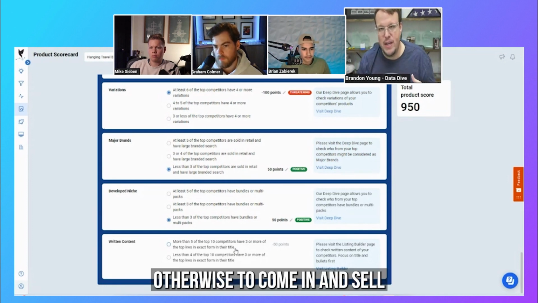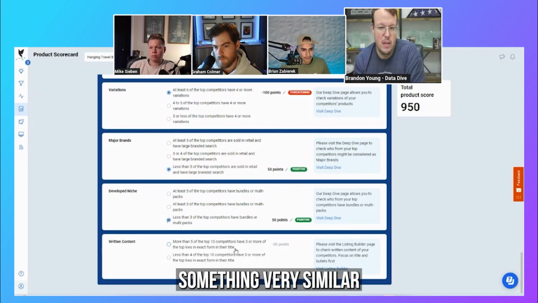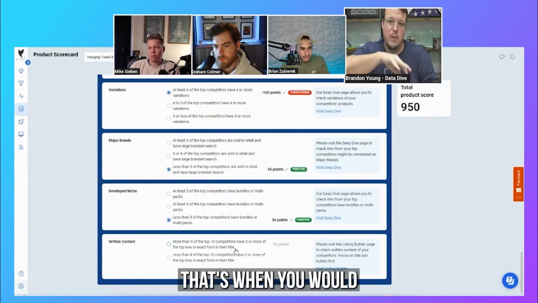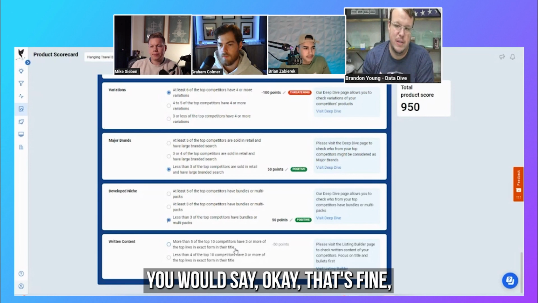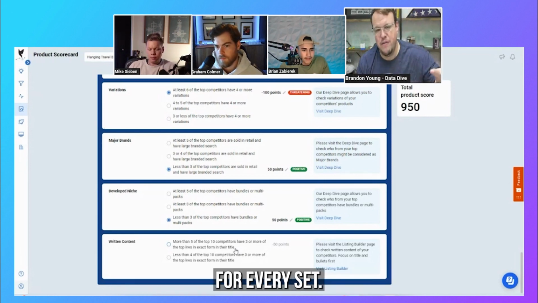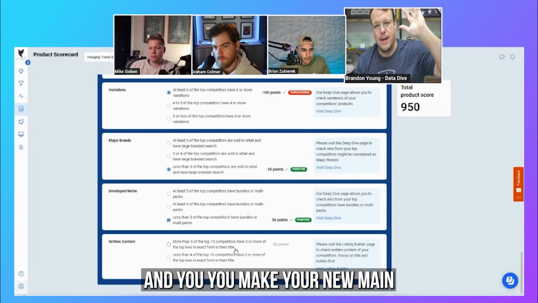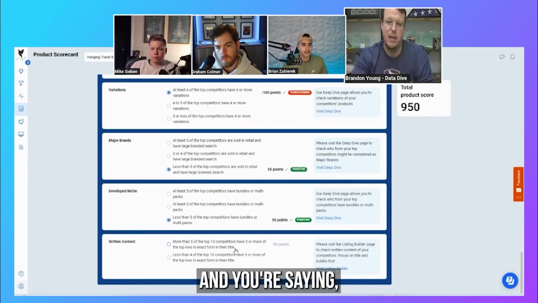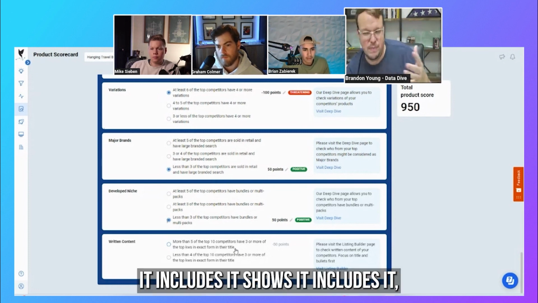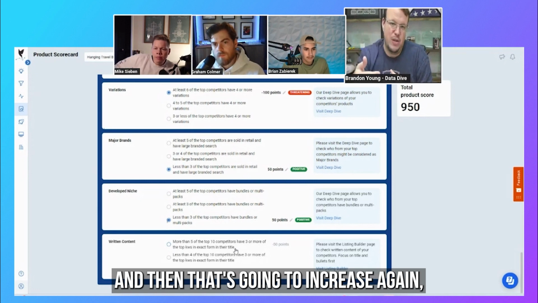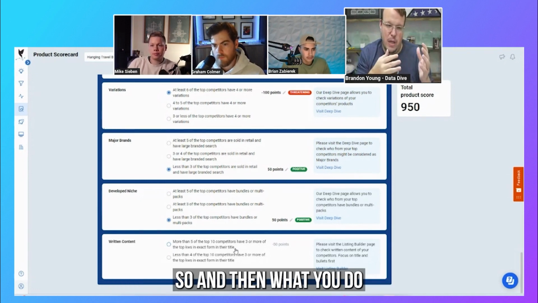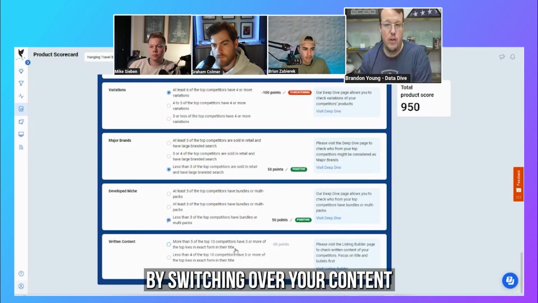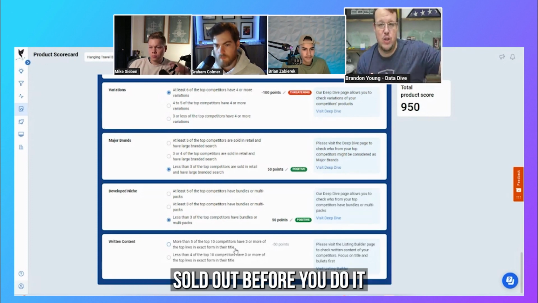People are going to try to find ways otherwise to come in and sell something very similar at a lower price, or even try to one-up you. That's when you would add the shoe bags. You would say, okay, that's fine. We're going to add 2 shoe bags for every set, and you make your new main image. You show the bags there with the shoes in them next to your product, and it shows it includes it, and then that's going to increase again conversion rate and click-through rate. And then what you do is you actually just take over that same image, that same listing, by switching over your content and making sure that other inventory is sold out before you do it.